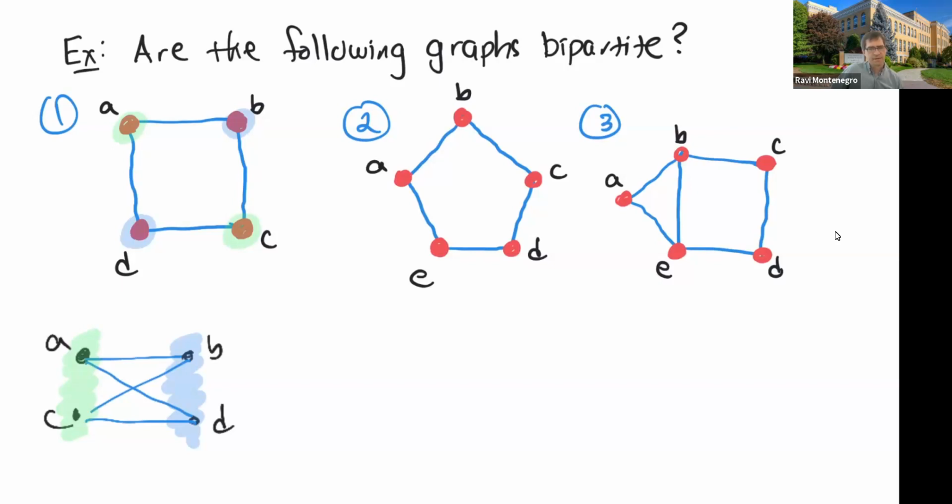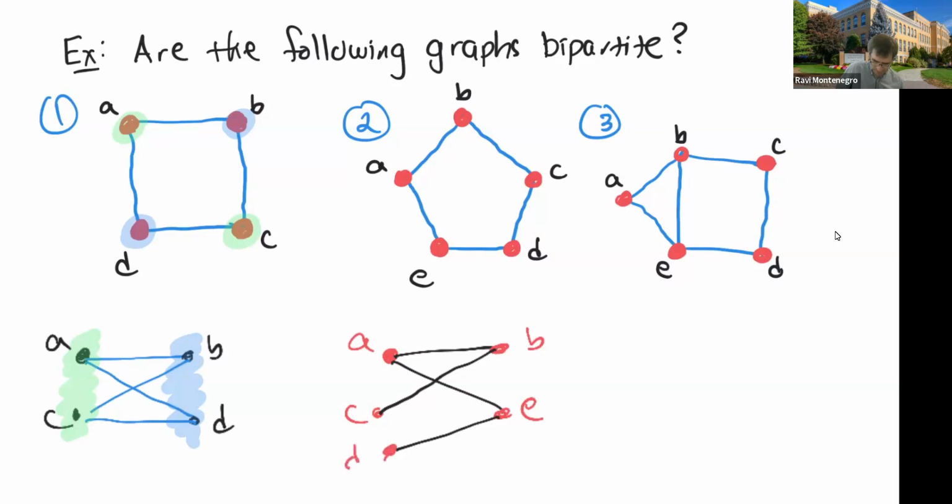Let's look at the second graph. I'll follow the same approach. Start with A on the left, and then connect it to its neighbors. So A goes to B and to E. Now from B, I need to connect back to the other side again. So from B, I go to C. From E, I go to D. And then C and D are connected.